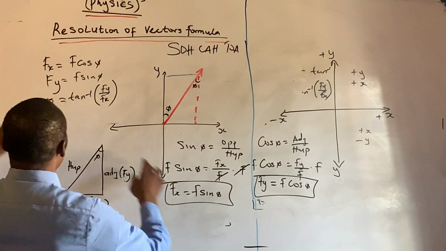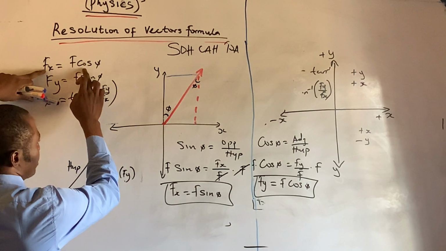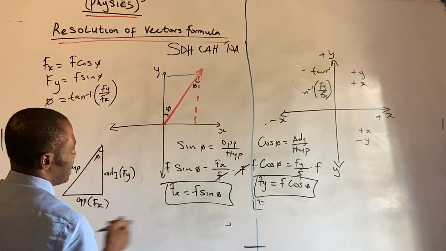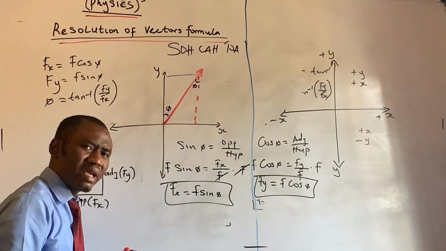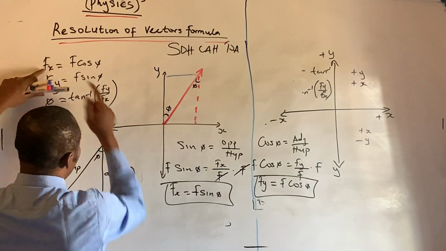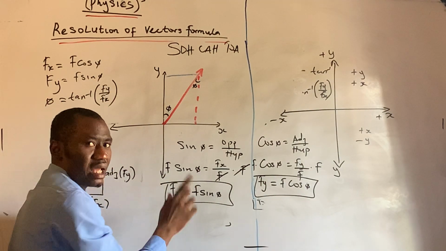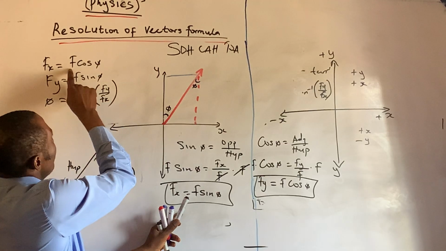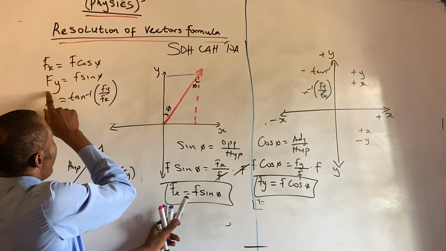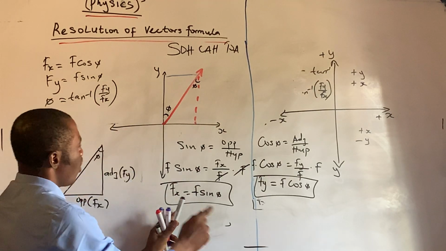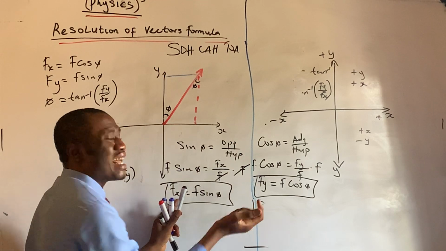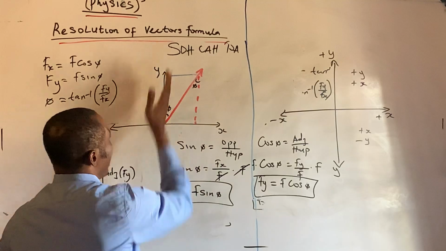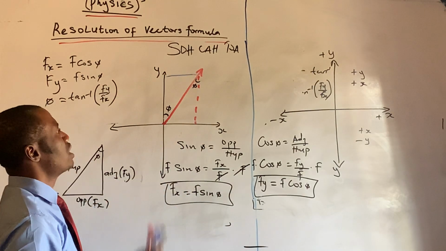Now, if you look at this, f of x is f cos theta, but over here, f of x is f sine theta. You need to be very careful with that. F of x is just the opposite of the one over here. Let me take it again. F of x, if the angle is inclined here, is f cos theta, and f of y is f sine theta. But over here, f of x is f sine theta, then f of y is f cos theta, if the angle is inclined towards the y-axis.